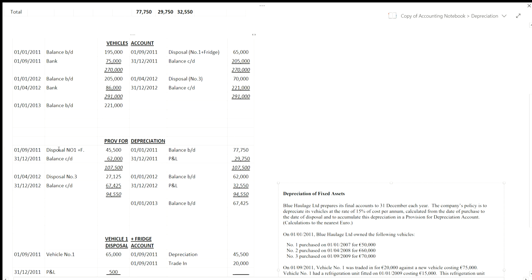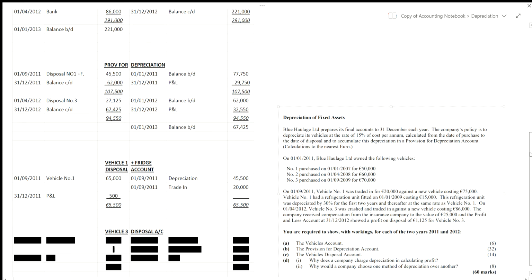And again, the depreciation that was on vehicle number 1 is going to go again to the opposite side. So these are just basically the figures that we call disposal that had to do with vehicle number 1. And I'm just putting them in the opposite side. That's the cost, 65 grand. That's the depreciation, 45,500. All I'm left to do here is just read the question.